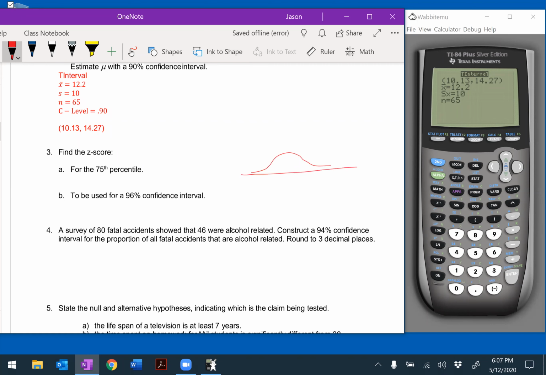Okay, finally. We want the 75th percentile. That means that everything here is 0.75. So how am I going to find the z-score for the 75th percentile? Well, I'm going to use inverse norm. So second vars, inverse norm. The area is 0.75, mu is 0, and sigma is 1 because we want a z-score. And it's 0.674, I believe.